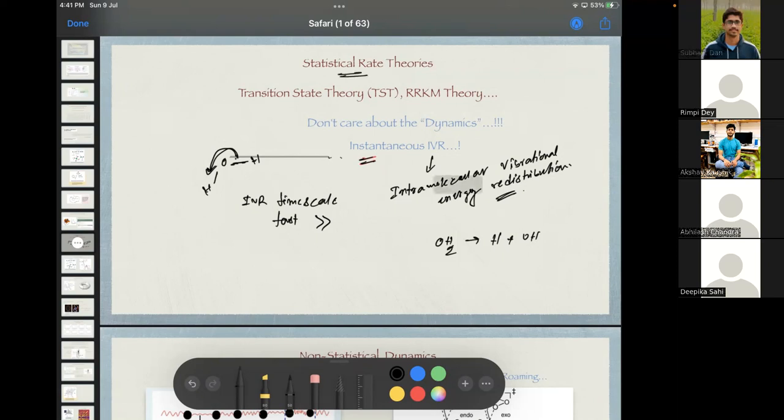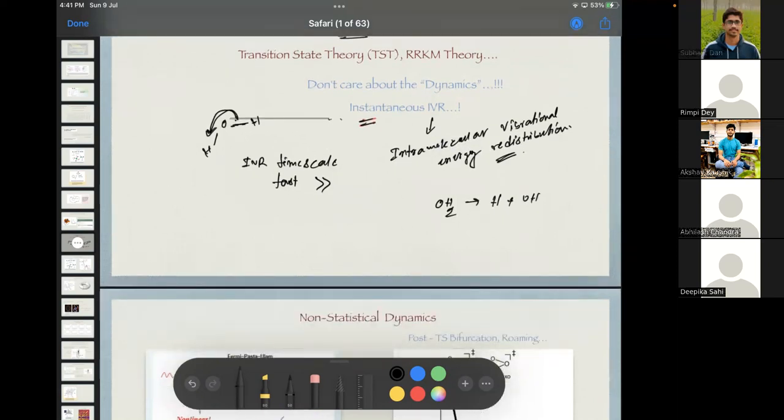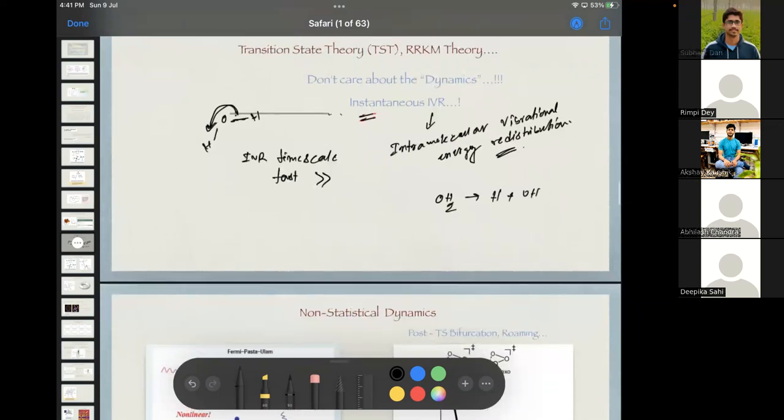Now, in most polyatomic molecules and most chemical reactions, this is not in general true. In some cases, the IVR time scale is fast compared to any typical reaction time scale. But in most cases, we can observe experimentally that the IVR time scale is not too fast compared to the reaction time scale.